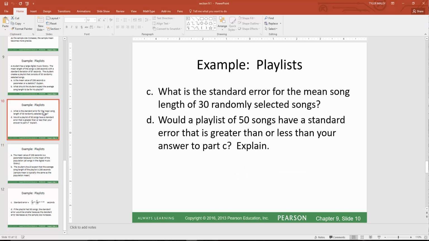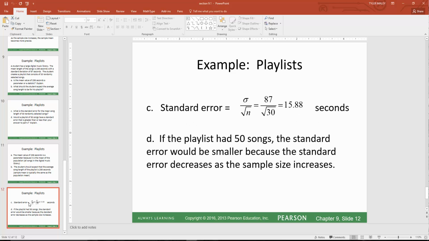Then slide 10 has two more questions. Part C. What is the standard error for the mean song length of 30 randomly selected songs? The last slide, slide 12, has that answer. We just need to plug it into our equation: sigma divided by the square root of n. We were given that the standard deviation is 87 seconds. That's sigma. And we were creating a playlist of 30 randomly selected songs, so n is 30. If I plug that in, I get 15.88 seconds as my standard error.